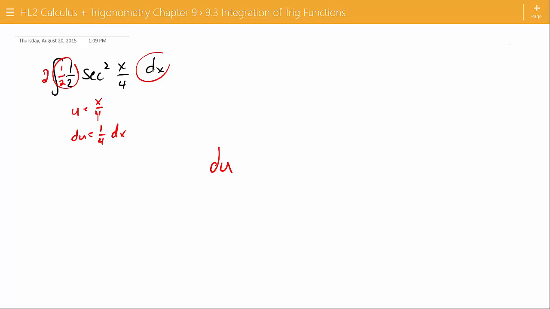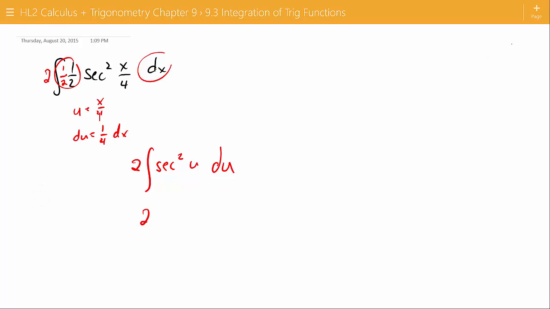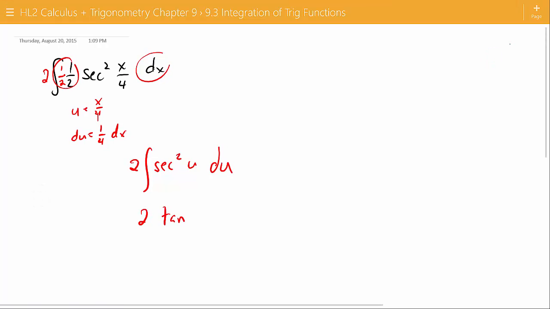And then we have 2 times the integral of secant squared of u. The antiderivative of secant squared is tangent, so 2 tangent of u, which is x over 4, plus c.